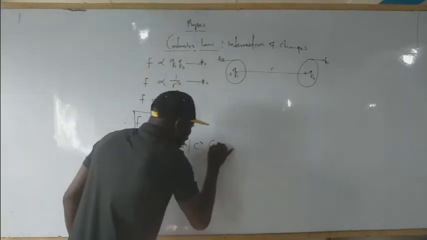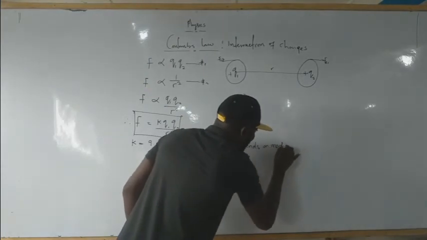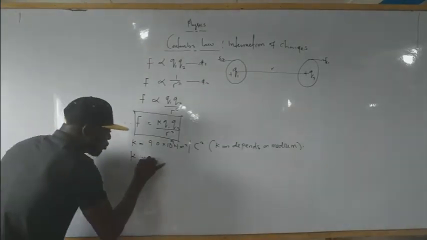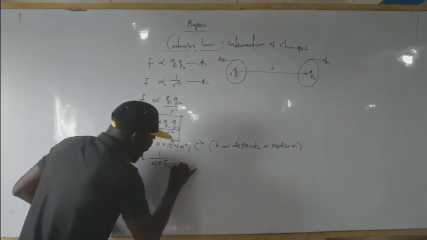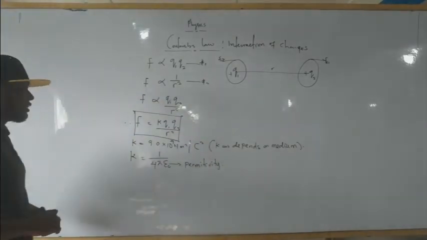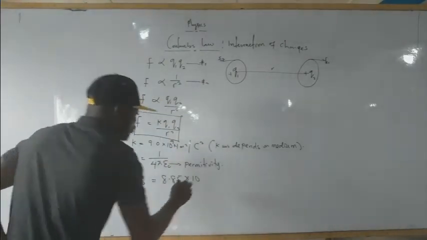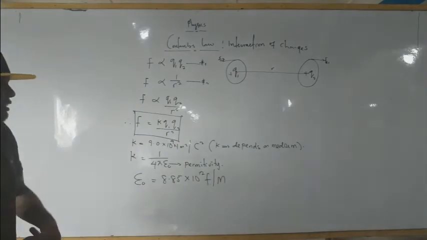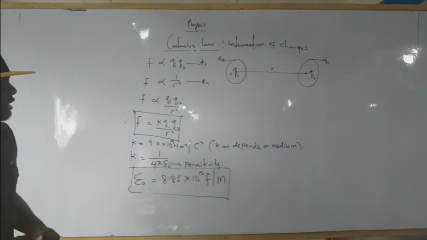Okay? K depends on the medium. K depends on the medium. Okay? Which K is equal to 1 over 4 pi epsilon. Epsilon is called permittivity, which gives us epsilon naught equals 8.85 times 10 raised to power minus 12 farad per meter. That's F per meter. That's the value of epsilon, or you call it permittivity.